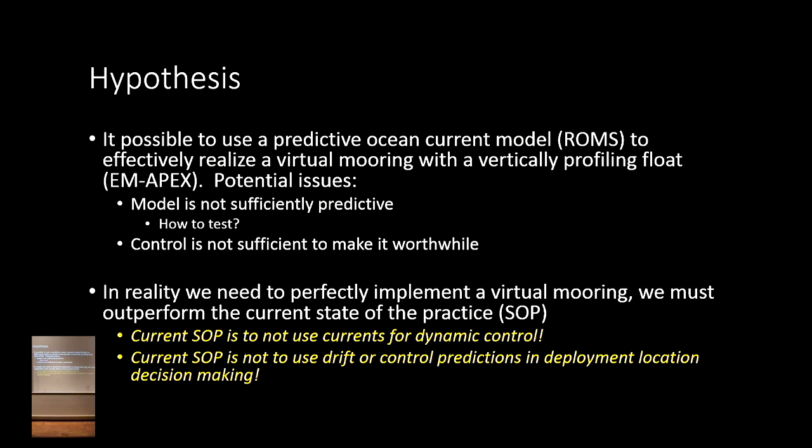In reality, we don't have to do this perfectly. We just have to beat the current state of the practice. We were quite shocked to learn that the current state of the practice is the following. Don't use any model for adaptive control. Second of all, they don't actually use this when they develop the deployment location. So one of the things that Jeremy was talking about, which is a very powerful idea in planning and scheduling, is use your planning and scheduling not in operations but in design. So we actually want to select the deployment locations because we believe that we will be able to maintain them. That's at least one criteria.